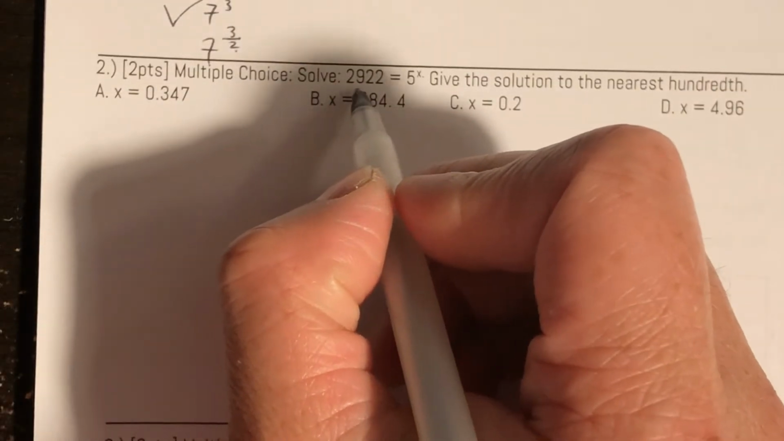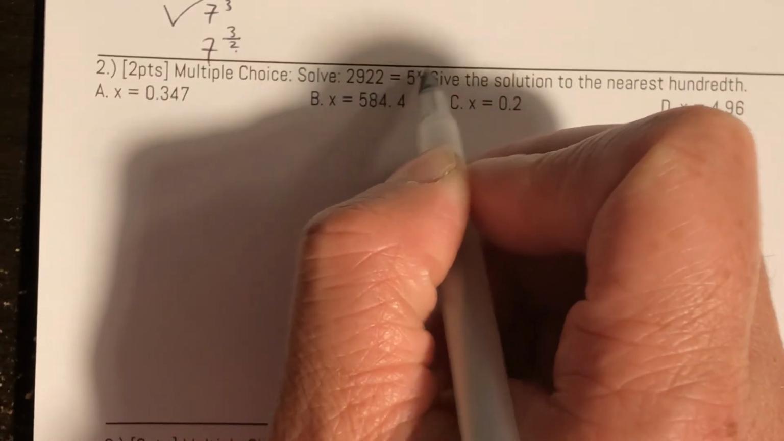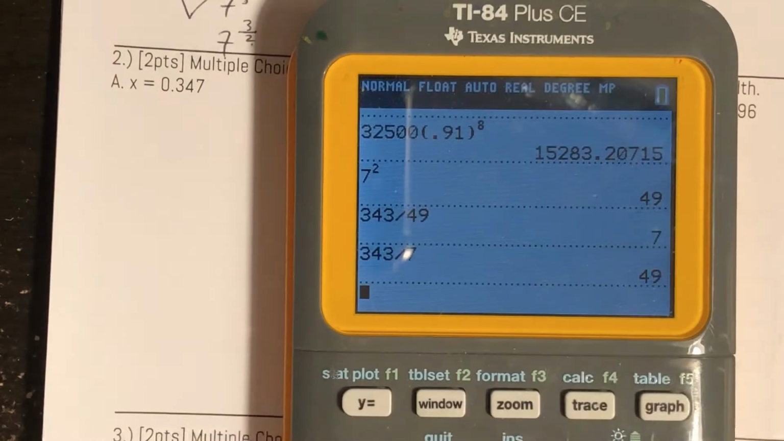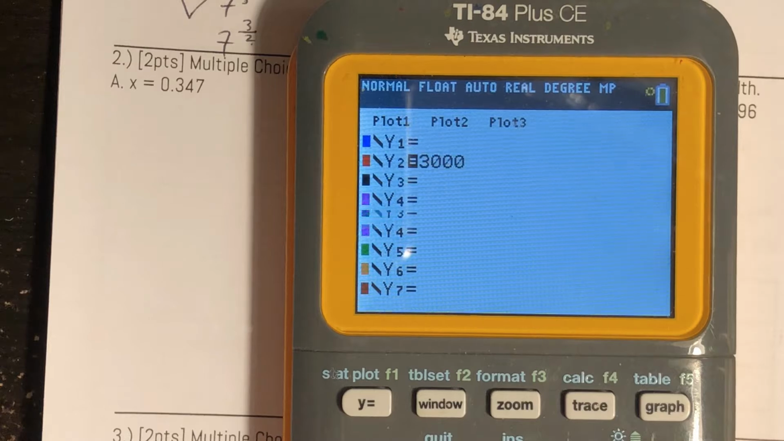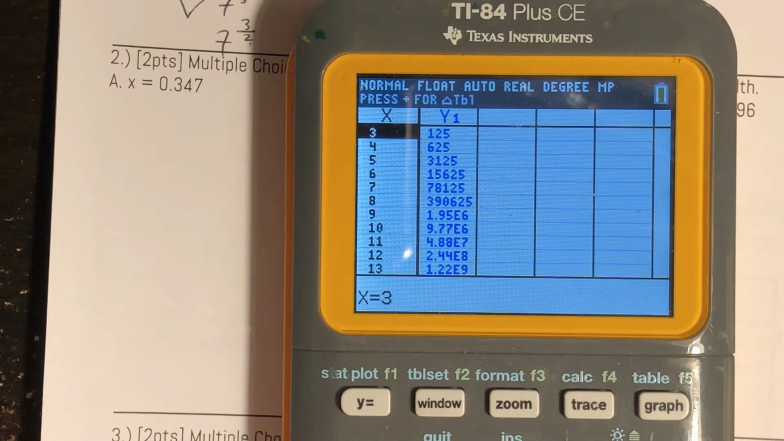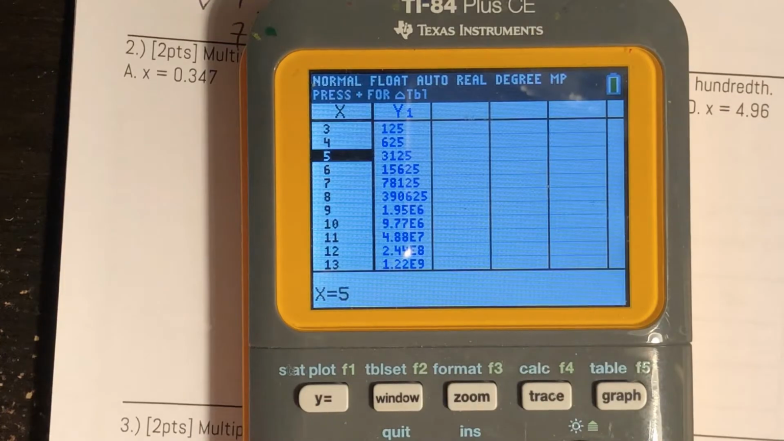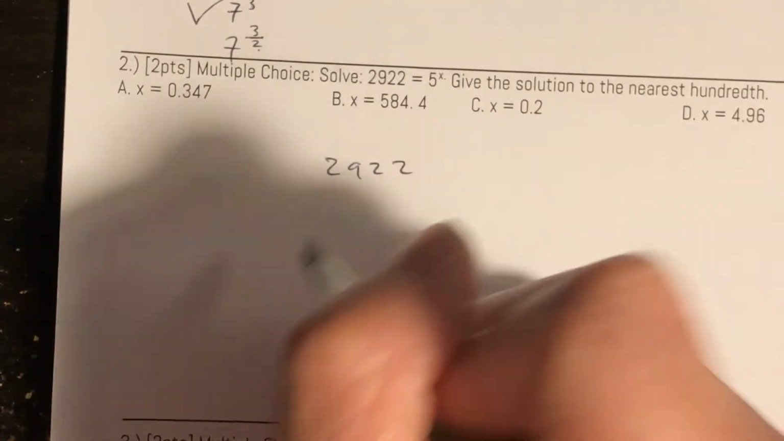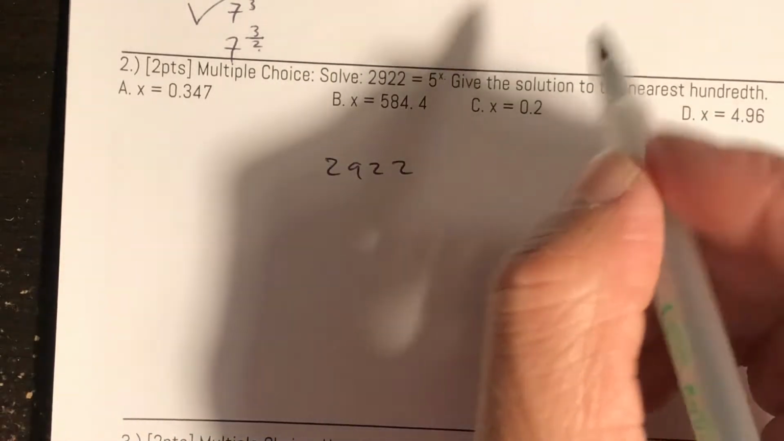Solve 2,922 equals 5 to the x power. Now if I put that in my calculator, 5 to the x power, let's see what my table looks like. I'm trying to get to a number close to 2,092. So I know my answer is going to be between 4 and 5, closer to 5, closer to 3,125. So 2,922, I know my answer is between 4 and 5.